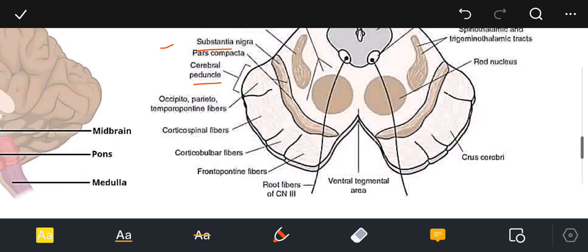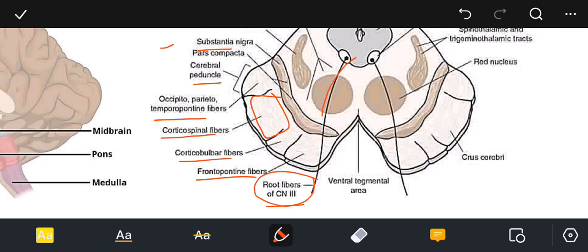Then in the cerebral peduncle we have divisions, and occipito-parieto-temporal fibers are present laterally. Then corticospinal fibers are present centrally. Corticobulbar fibers are present more medially. Frontopontine fibers are present like this. So this is the central 2/5 or 3/5, I guess, that is the corticospinal fibers on each side. Then we have root fibers of the cranial nerve 3.